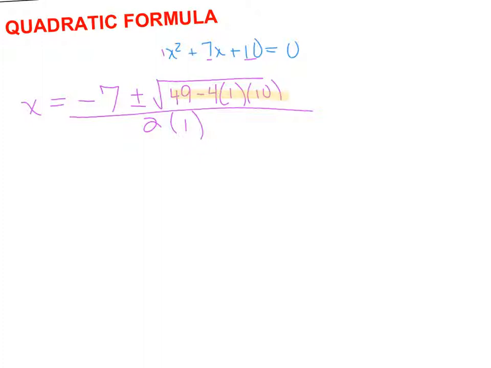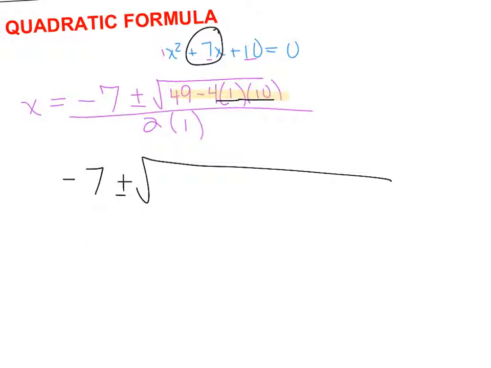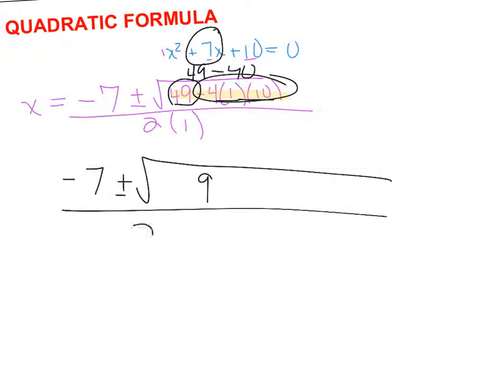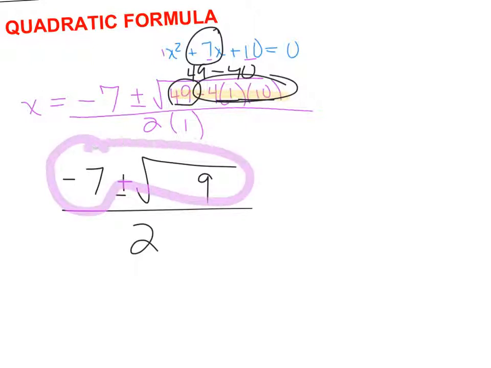I get 7 squared is 49. Negative 7 plus or minus the square root of B squared, which gave you 49. 4 times 1 is 4, times 10 is 40. So 49 minus 40 is 9, all divided by 2. That's going to lead me to negative 7 plus whatever the square root of 9 is, divided by 2. Well, the square root of 9 is 3. So negative 7 plus 3 divided by 2.